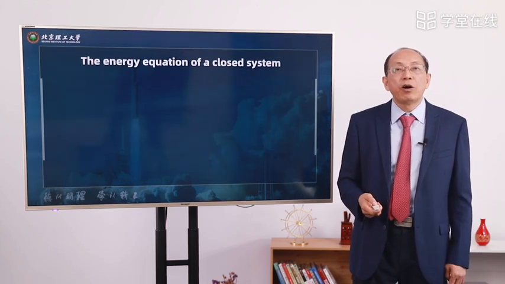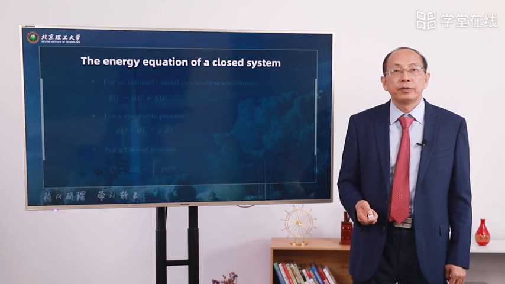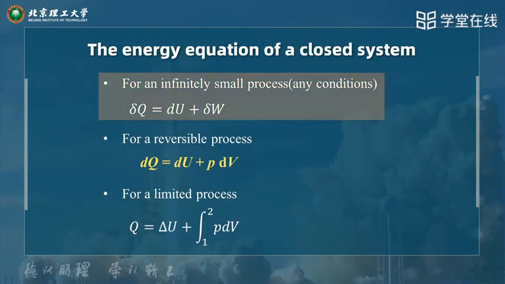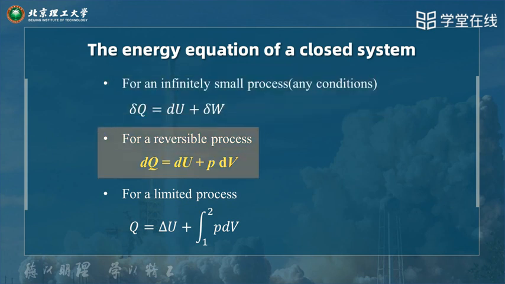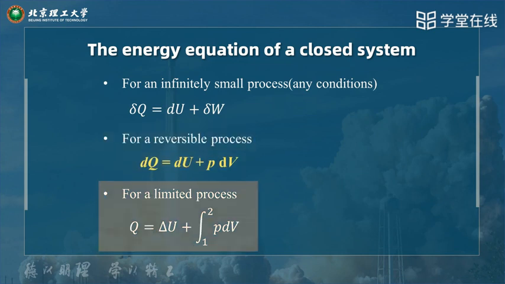The energy equation of a closed system. For an infinitely small process, for any condition we can use this equation to calculate: delta Q equals dU plus delta W. For a reversible process, dQ equals dU plus PdV. For a finite process, Q equals delta U plus the integral of PdV.